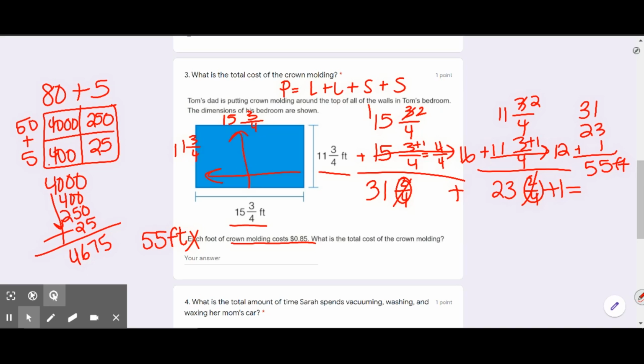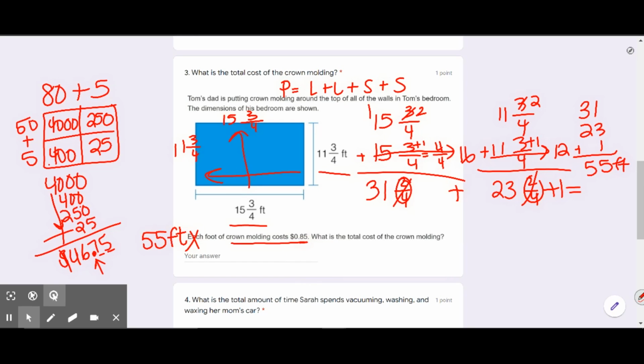Now looking at our money, we need 2 places after the decimal. 0.85 shows that we have 2 places after the decimal. That means I need to put my decimal right in the middle of the number so that there's 2 numbers after the decimal. So the amount of money that we have here is 46.75. So that's how much it costs. So our answer is going to be 46.75. And that's what we typed there. This is our answer. All right, let's do the last example.